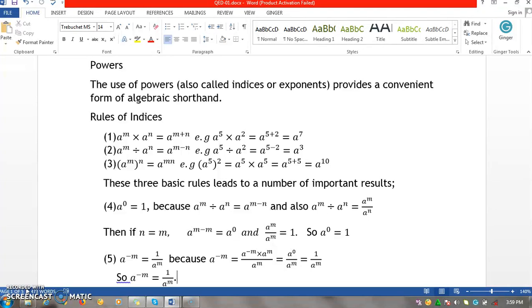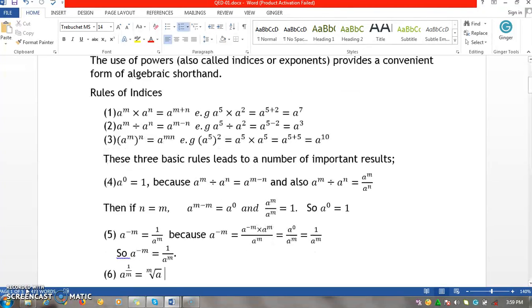Now, these three basic rules lead to a number of important rules. Look at the fourth one. a power 0 is 1. Any number raised to the power of 0 is 1. That is because a raised power m divided by a raised power n is like saying a raised power m minus n, and this is also like saying a^m over a^n. So if m is equal to n, then what do we have? We have m minus n, which is 0, or we have a^m over a^m, which is 1. So our a naught is 1.